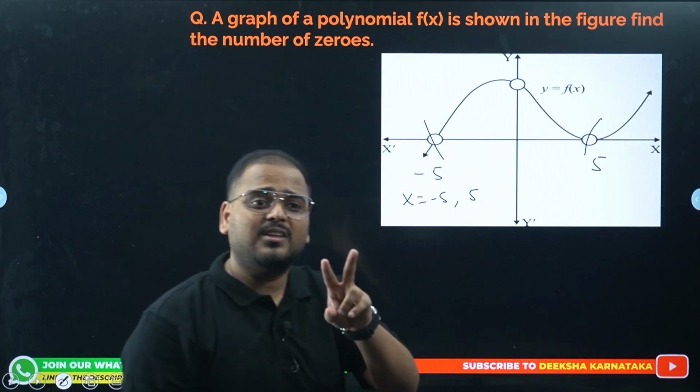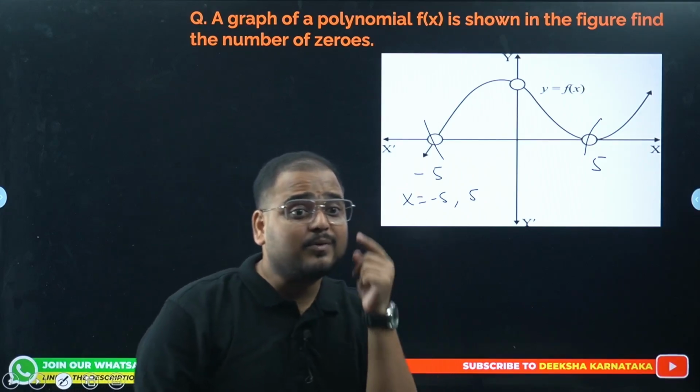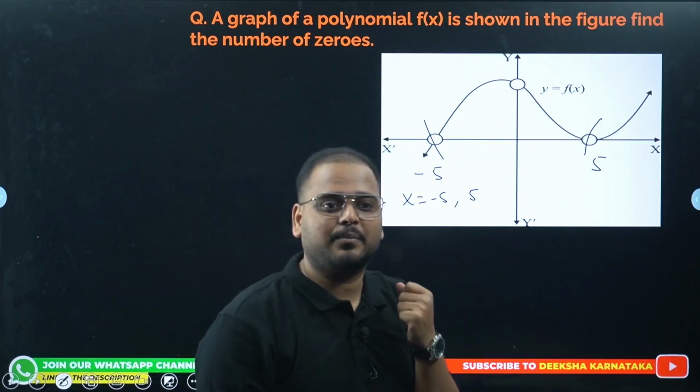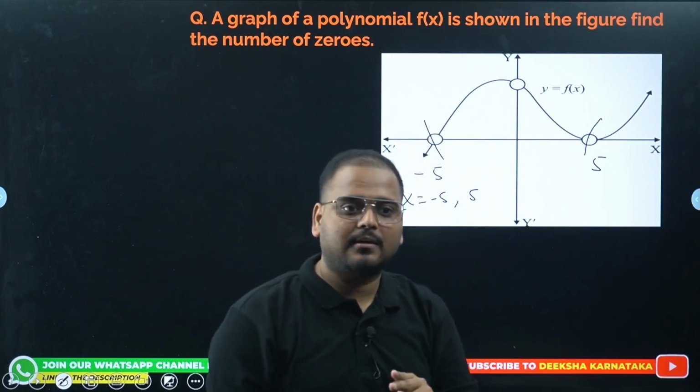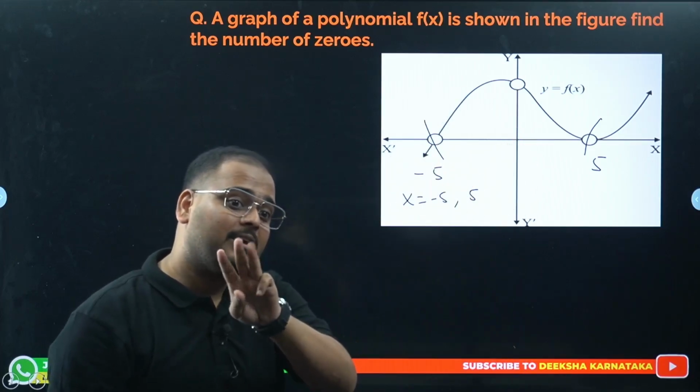So you said there are 3 for a cubic polynomial. Why only 2? I said maximum of 3. Good that this question came. Maximum of 3. 2 is okay. But we cannot have 4. We cannot have 4 zeros. We can have only 3 or less.